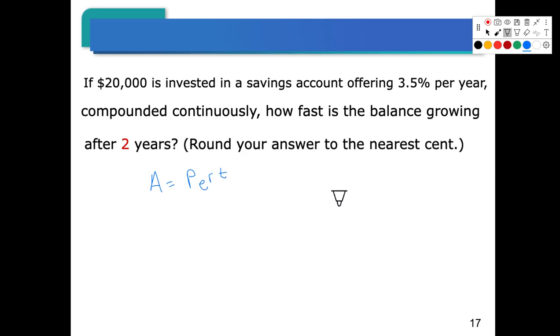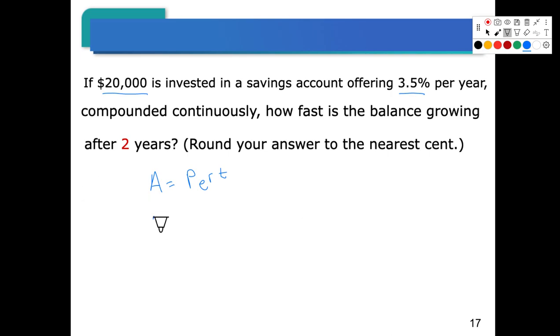This is your principal, e to the rt, your rate times time. So that's what you need to remember to be able to do this. And then they tell you, okay, what's the principal? 20,000, we're going to invest it. What's the rate? 3.5, so we can fill that in. But without knowing this formula, you don't know where to start.